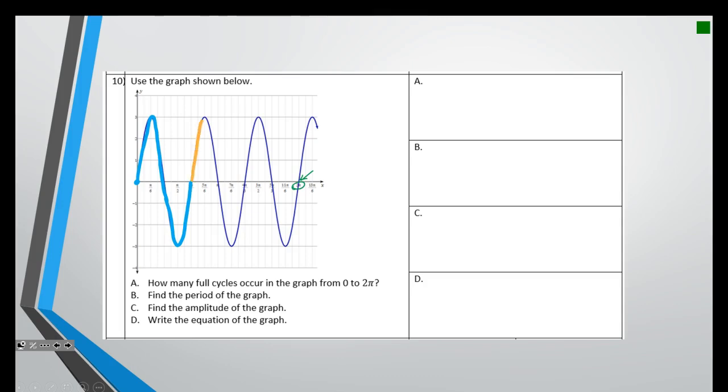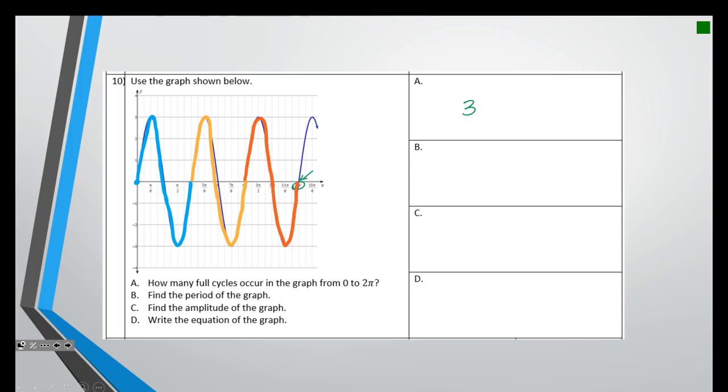Now I am doing the next one in yellow. So I'm tracing a hill and a valley. So that would be my second full cycle. And then in orange, I'm going to do my last full cycle. So that means that there are a total of 3 full cycles between 0 and 2 pi.